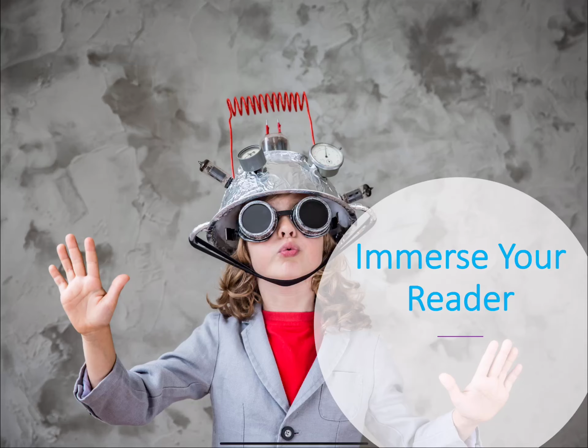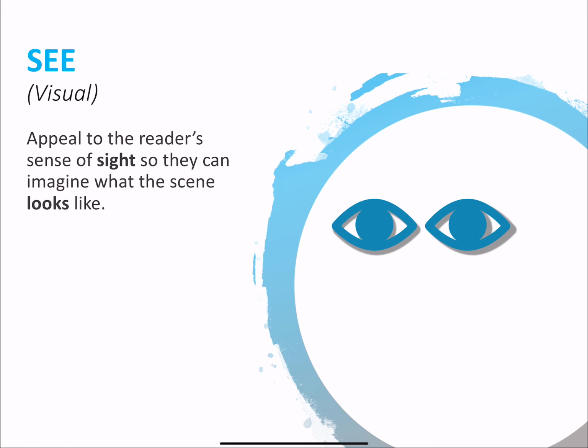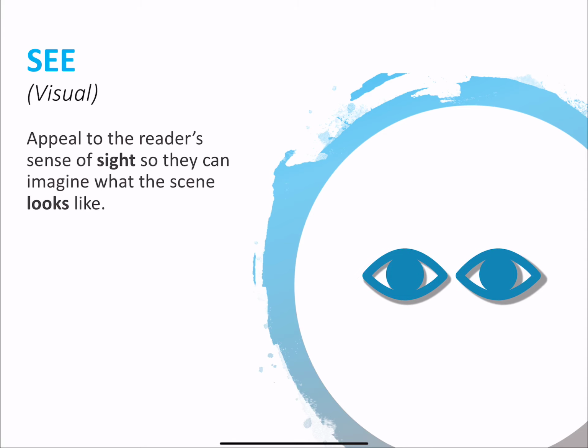Seeing as you're trying to get your reader to imagine the object or scene that you're describing, you should use lots of imagery. And to make sure that's effective and you fully immerse your reader, try and use all of the senses. Start by appealing to the reader's sense of sight so they can imagine what the scene looks like.